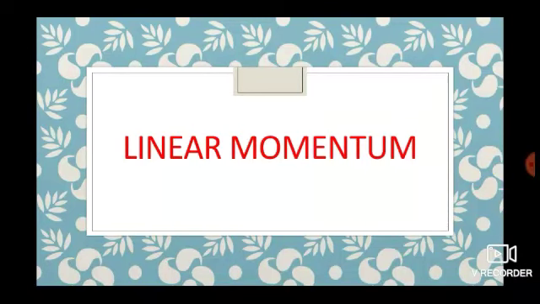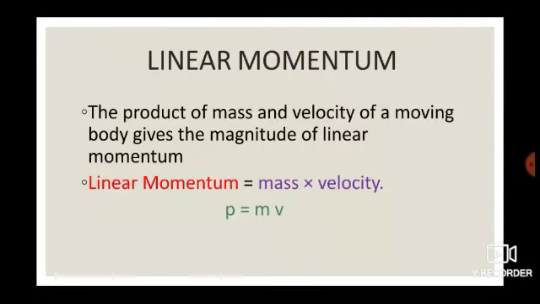Next, we learn about linear momentum. It is used to measure the impact of force on a body, and linear momentum is a vector quantity. It is simply defined as the product of mass and velocity of a moving body, which gives the magnitude of linear momentum. Linear momentum means mass into velocity. That is, linear momentum is represented as P = m × v, where m is mass and v is velocity.